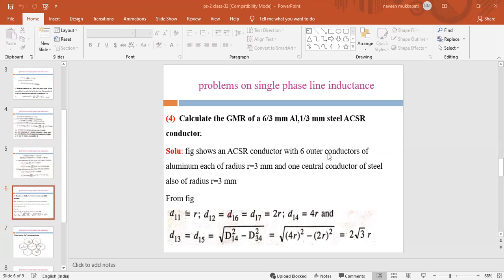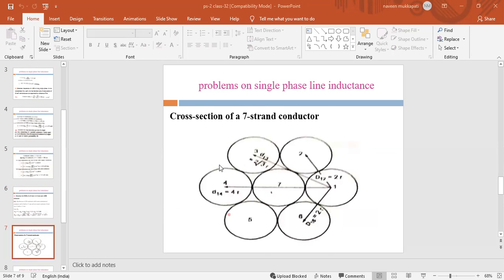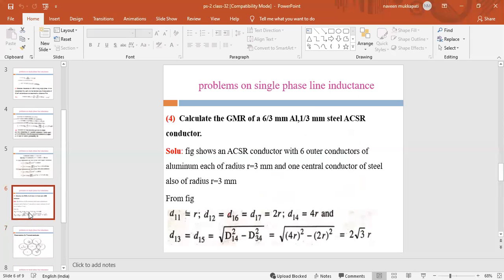By observing this figure, the figure shows the ACSR conductor with 6 outer conductors of aluminium. These 6 are the outer conductors. This is strand 1, strand 2, strand 3, strand 4, strand 5, strand 6. These are the outer strands of the conductor.